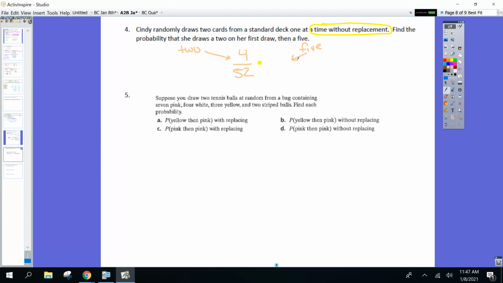5 out of 51. Okay, I got the out of 51. How many 5s are in a deck, though? Oh, 4. And explain to your classmates why you said out of 51 and not out of 52. Because you didn't put the 4 back.